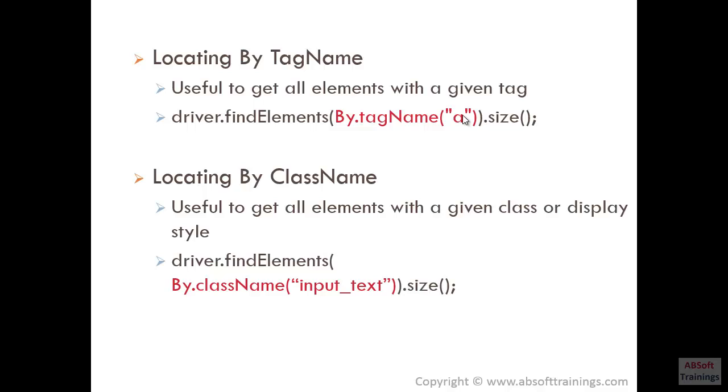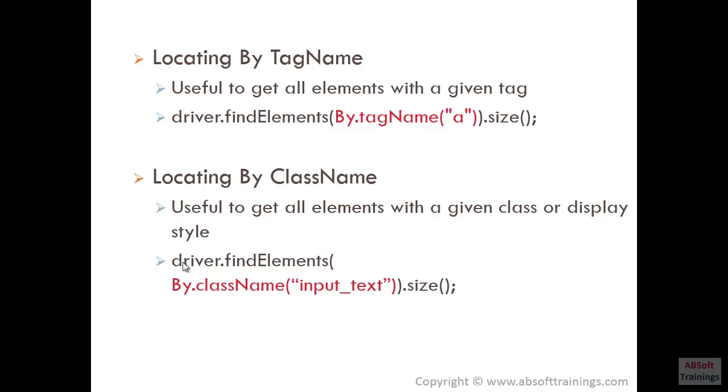You can go through the whole list and find out whether all the links are correct, or whether all the links have proper target URLs, and so on. Here in the example, we are using the size function to get the count of all the links in the web page. Next we have locating by class name. This is also similar to tag name, but here we are using class name. Using this locating strategy, you can get all the elements with a given class name or display style.